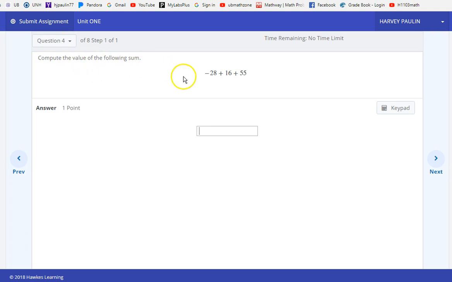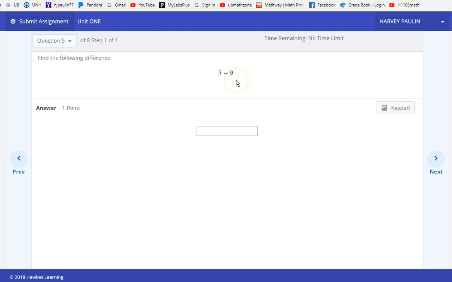Now again, they're asking you to compute these values. So what I would do is use my calculator. I'm going to add 16 plus 55 first. Get an answer. That's 71. Subtract 28. And I get 43. And you could write that on your blue sheet or just put that answer in. Again, some of these are real easy. That's why maybe 8 is too few questions.